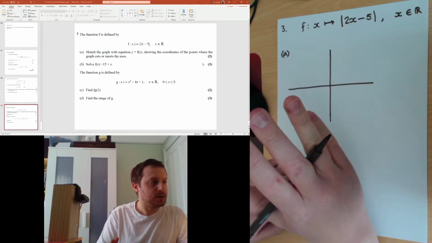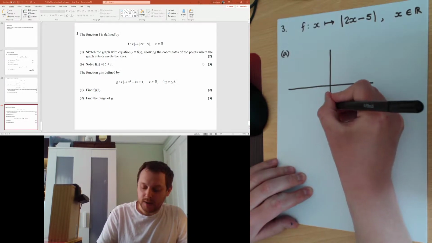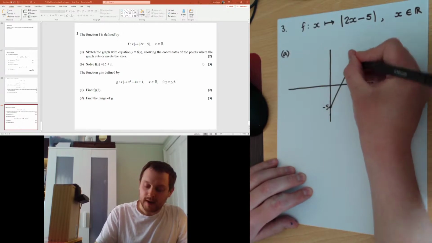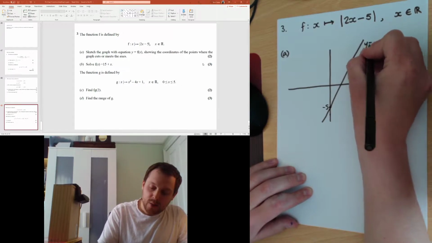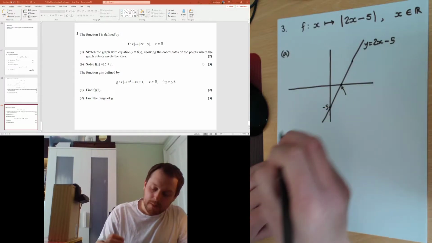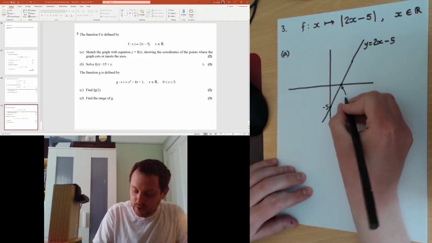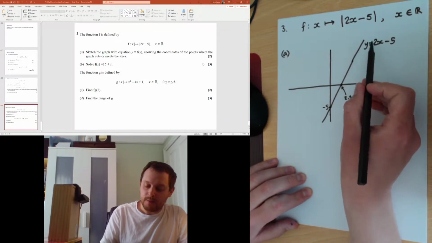So anyway, I will sketch some axes, and I will draw the graph y equals 2x minus 5 without the modulus. So that goes through minus 5, has a gradient a bit like that. So this is y is 2x minus 5. I guess that point there is 2.5. So that's what you've got. That's this.